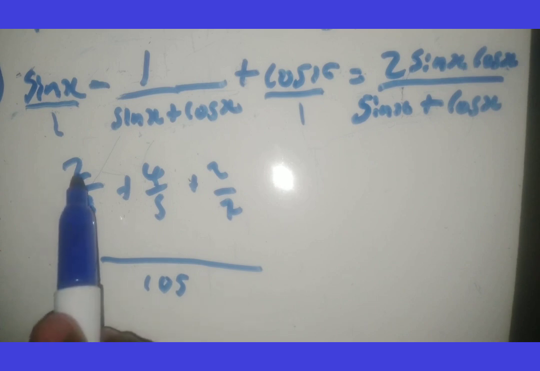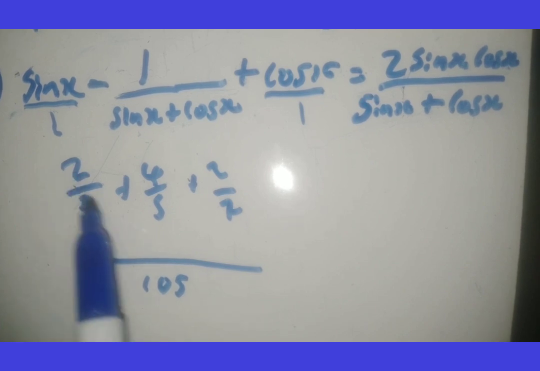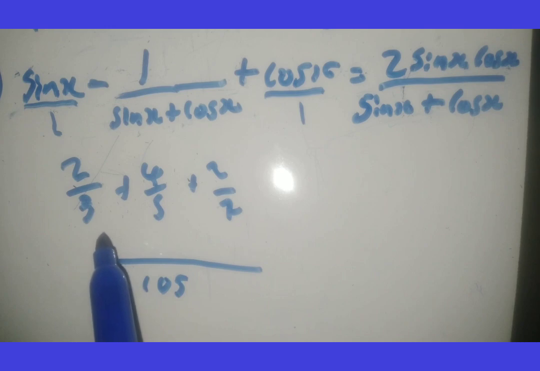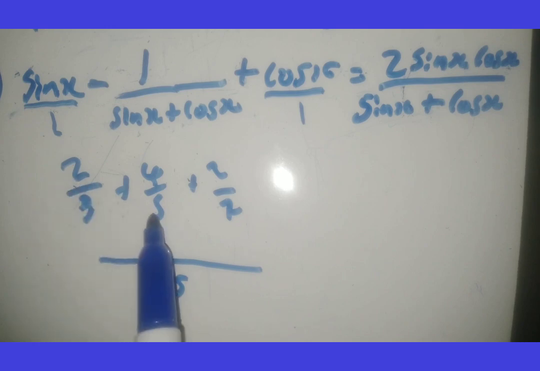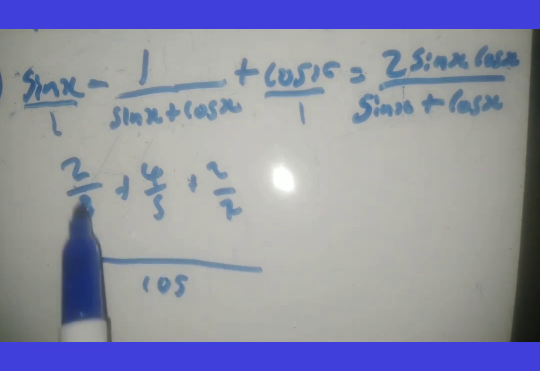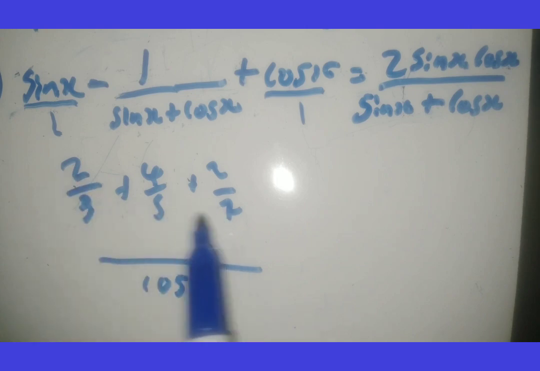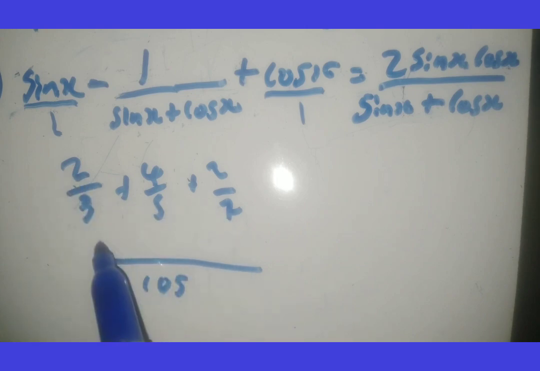When we come to each numerator, we will multiply every denominator except its own one. For instance, we're going to say 2 times 5 times 7. You see, I didn't count its own one. So 2 times 5 times 7. 2 times 5 is 10, times 7 is 70.